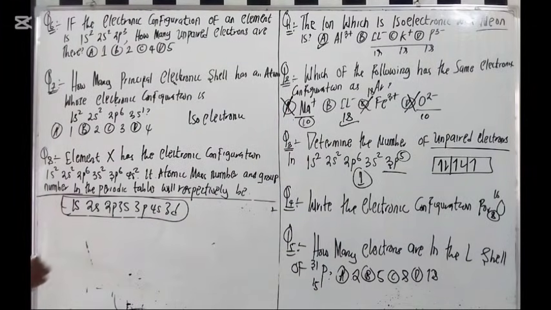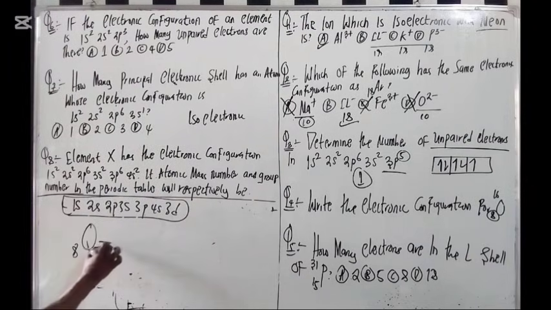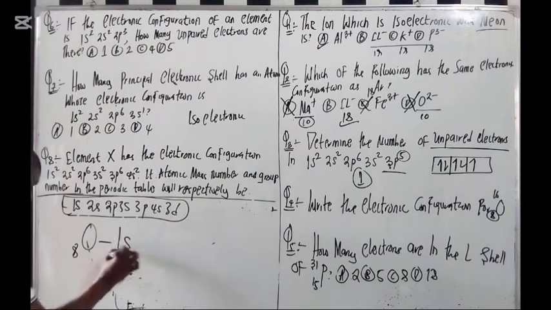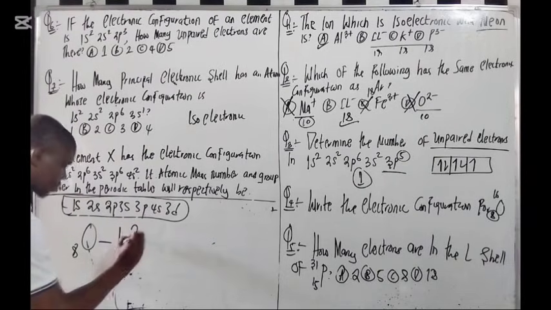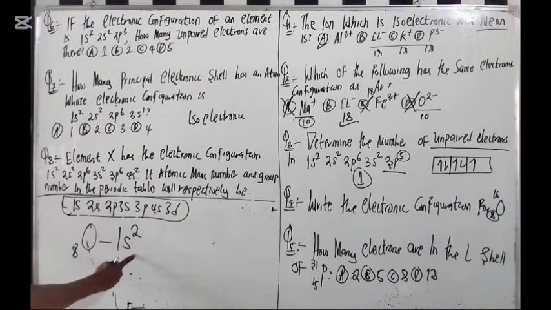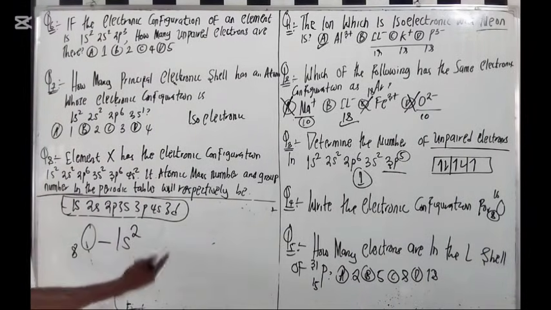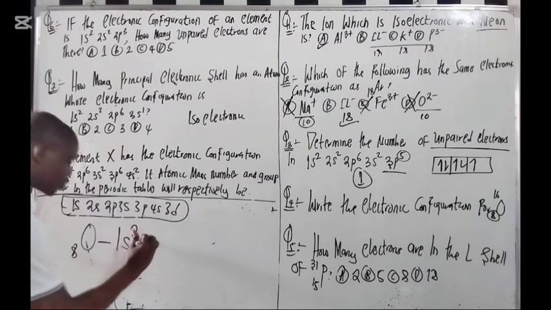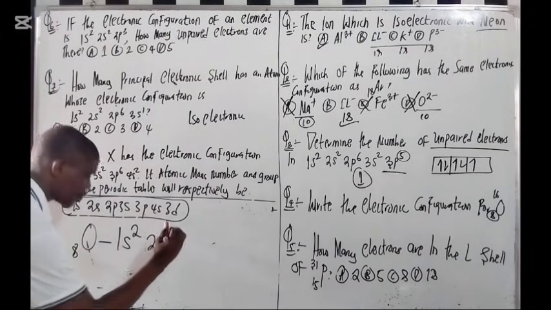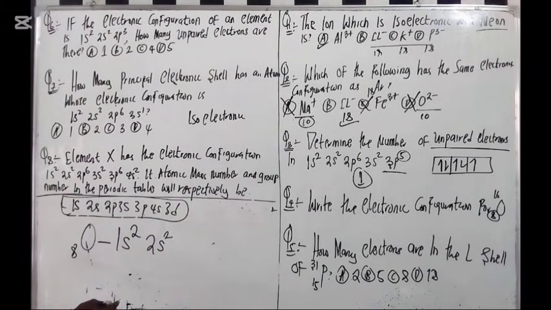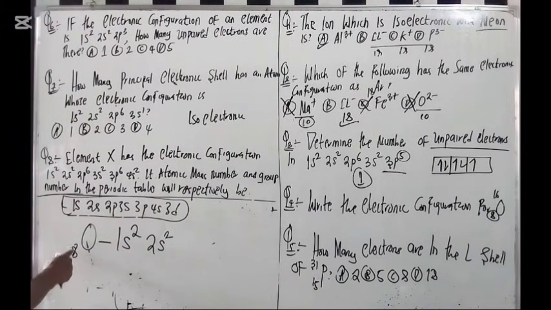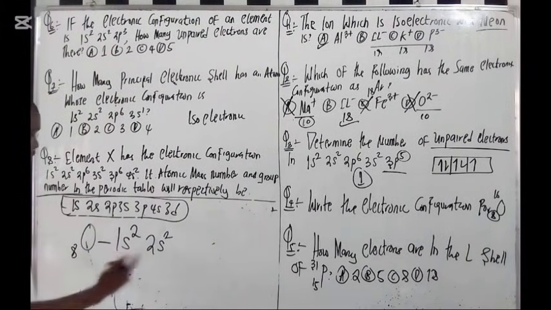The electronic configuration of O-8: you take the first one here, 1s. How many electrons can s accommodate? 2. You put 2 here. So out of the 8, I've used 2, leaving 6. Let's continue. Here we have 2s2, right? So out of the 8 electrons, I've used 4. Let's move on.